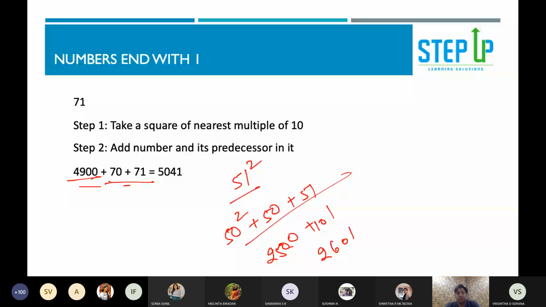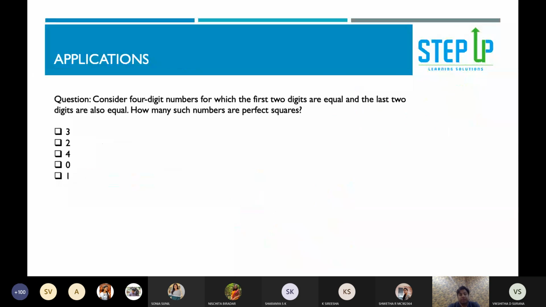Is it clear? Yes, sir. I'm repeating again. 41 square. 40 square is 1600 plus 40 plus 41. The answer comes out to be 1681. So you can apply this rule as well. It's not necessary that you apply this rule. This is another kind of concept which you can apply.